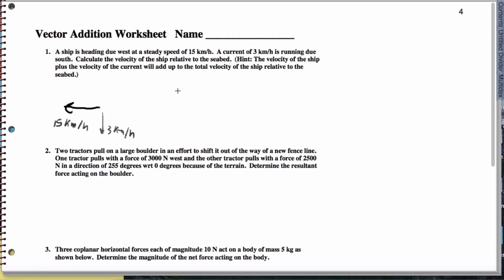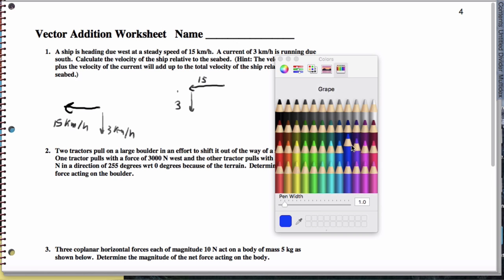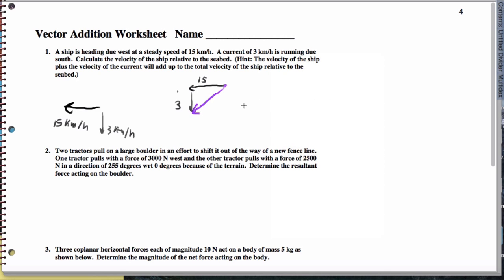It actually turns out the way we can combine these vectors, since I only have a horizontal going to the left and a vertical going downwards, I can treat these as the components of a triangle. So if I were to do the head to tail addition, I could take the 15 here, and then the 3 here, and then my resultant vector will be the hypotenuse, which goes from here to here. So to actually get that total velocity, that's going to be 15 squared plus 3 squared, all under a square root.